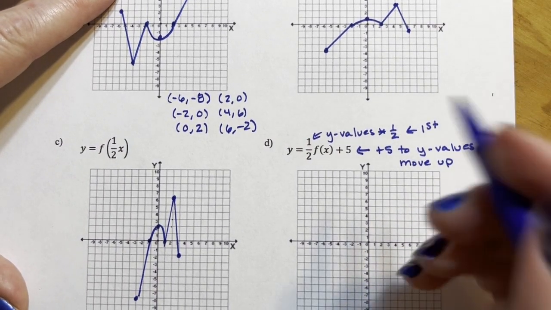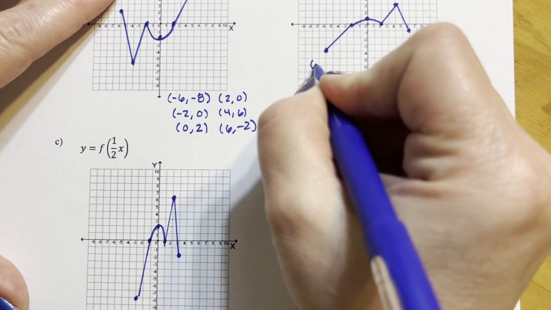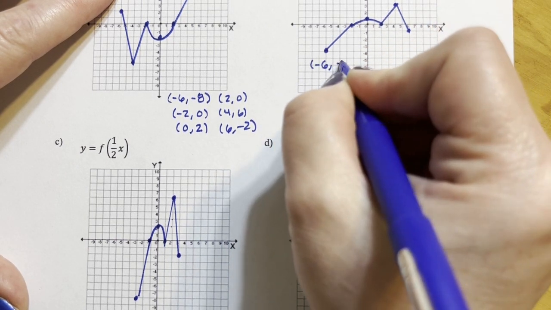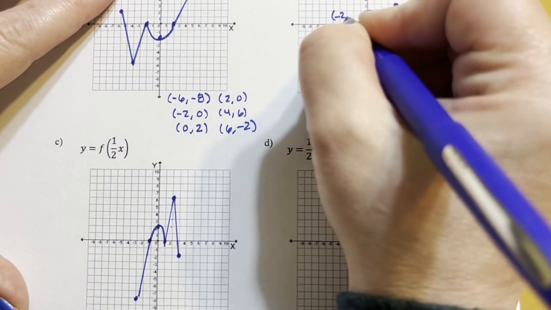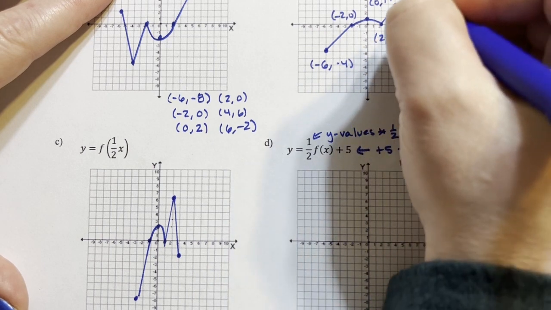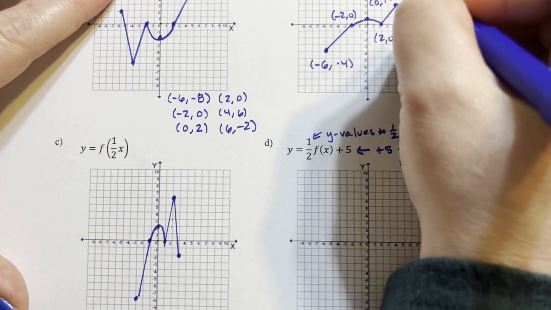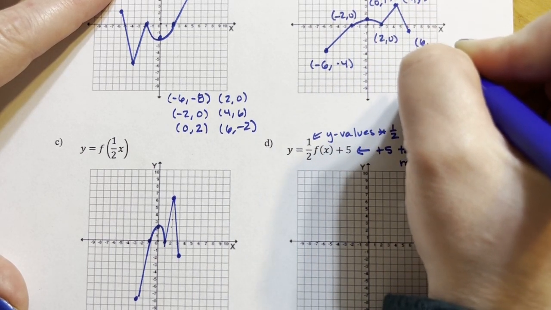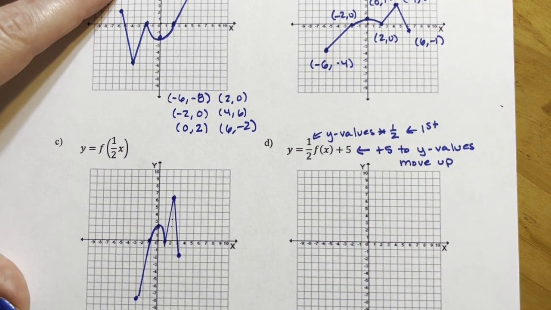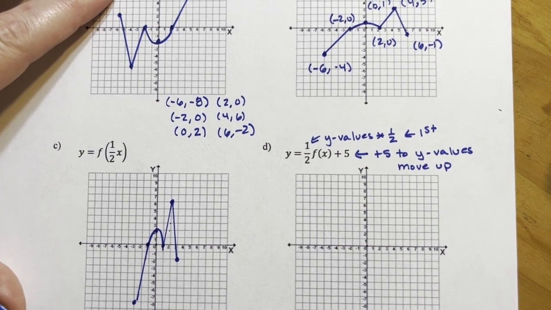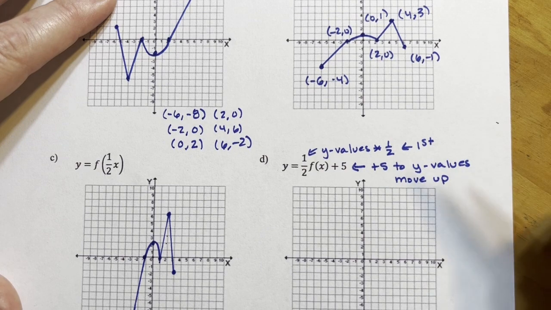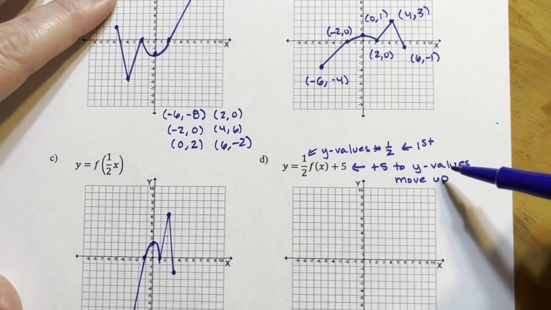Okay, so this was -6, -4, and this is -2, 0. This is 0, 1, and this is 2, 0, and this is 4, 3, and this is 6, -1. And we need to add, since we have the points, we may as well use them, make our life simpler, right? Anytime we can utilize something we've already done, why not? And then we need to add 5 to our y values.